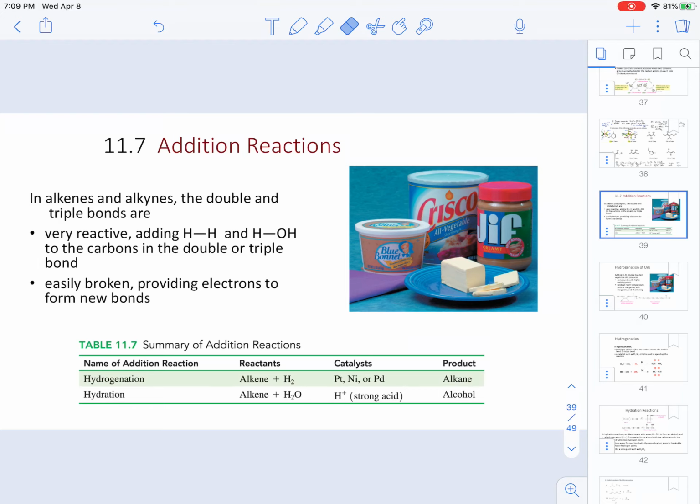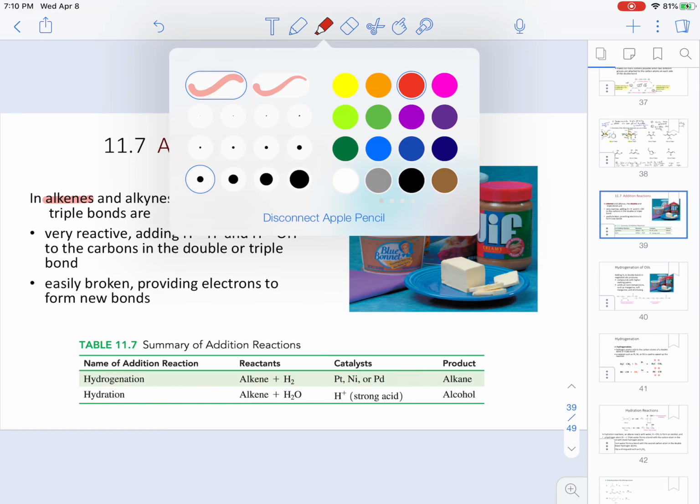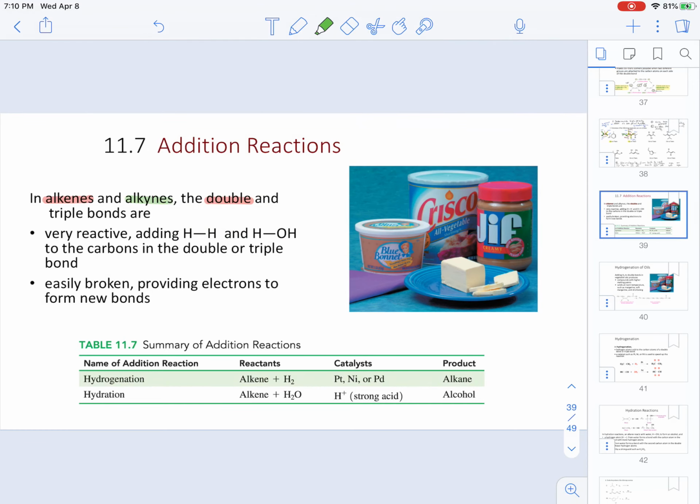In this video, we are going to be continuing talking about reactions that can be performed on hydrocarbons. But now we are going to be focusing on alkenes and alkynes. As a review, I just want to remind you that alkene molecules are going to be hydrocarbons that contain one or more double bonds, while alkyne molecules are going to be molecules that contain one or more triple bonds.